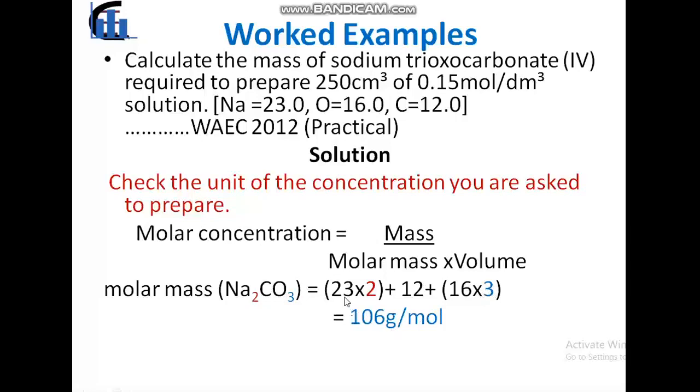The 23 is relative atomic mass of sodium. The 2 is the number of sodium atoms present in the compound. 12 is relative atomic mass of carbon. There is one atom of carbon in the compound, so 12 times 1 is equal to 12. The 16 is for oxygen, and the 3 there is the number of oxygen atoms present.